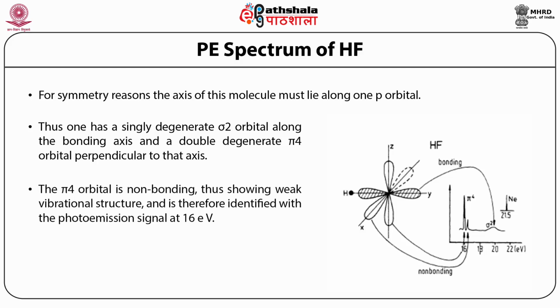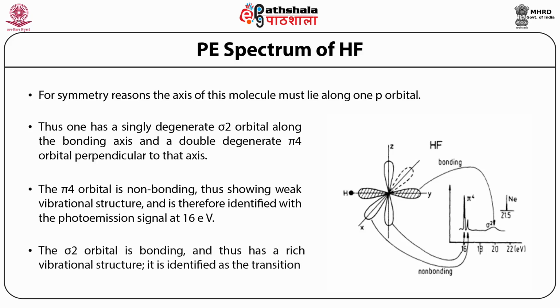The pi 4 orbital is non-bonding, thus showing weak vibrational structure, and is therefore identified with the photoemission signal at 16 electron volt. The sigma 2 orbital is bonding in this case and thus has a rich vibrational structure. It is identified as the transition which is observed at 20 electron volt.